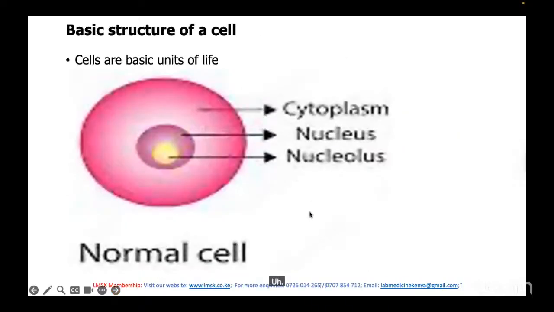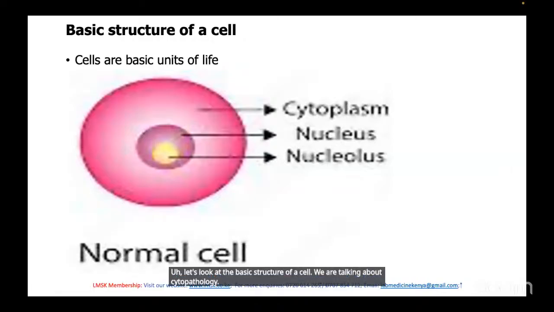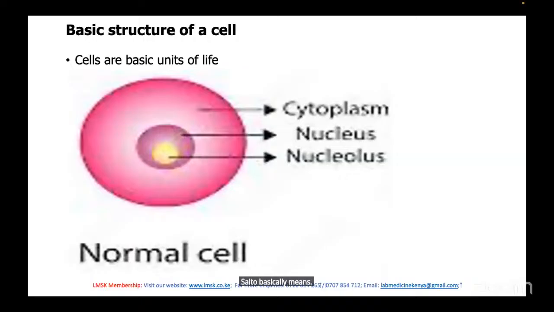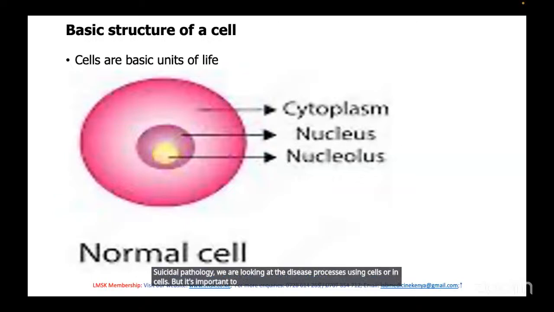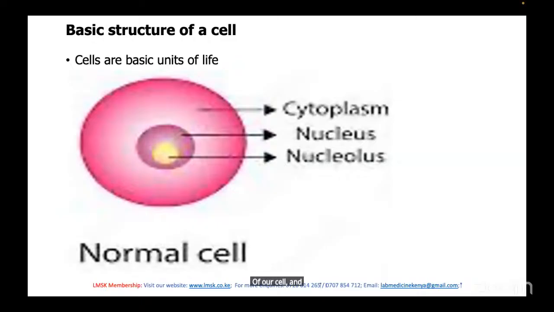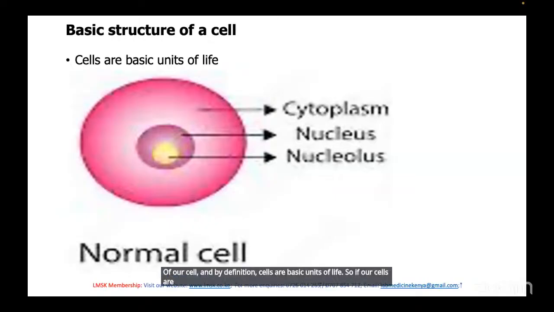Let's look at the basic structure of a cell. We are talking about cytopathology. Cyto basically means cells, and pathology is a disease process. So in cytopathology, we are looking at the disease processes using cells or in cells. But it's important to understand the basic structures of a cell. By definition, cells are the basic units of life. So if our cells are healthy, then the whole system is healthy. If our cells are not healthy, then there is a problem with our system.